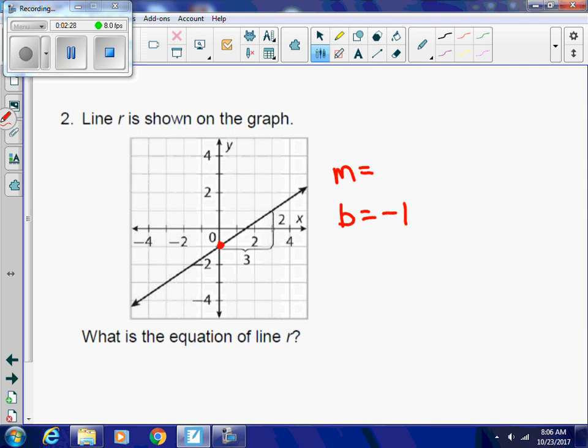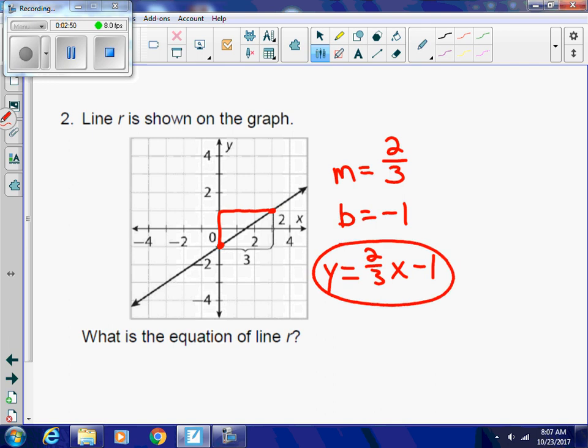And the slope, I can use that point and this point here. That sounds good to me. I'm rising up 2 and running over 3. And it's a positive slope, so I know I have a positive there. So my equation is y equals 2/3 x minus 1. Again, circle all of your answers.